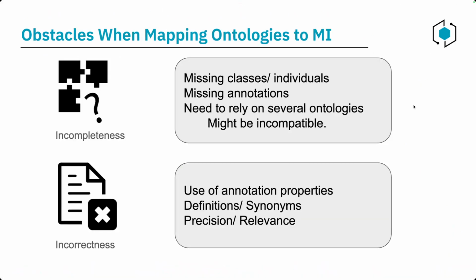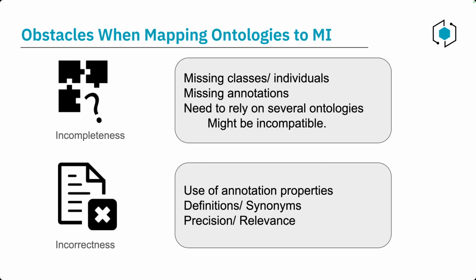However, when we were trying to map our minimum information schemas to an ontology, we had several issues basically related to incompleteness. So we find missing classes and individuals, also annotations, and sometimes we need to rely on different ontologies, and sometimes they are not compatible with each other.